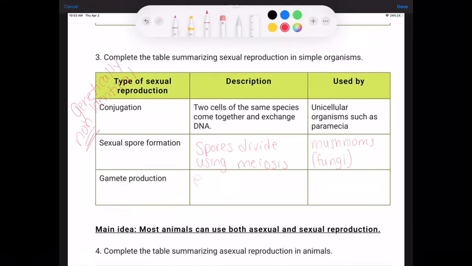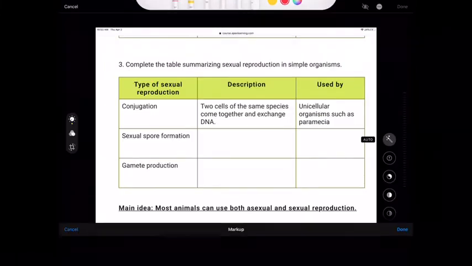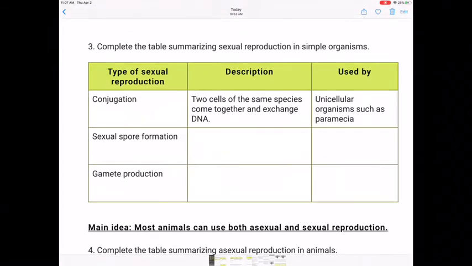Gamete production, this is eggs and sperm. And meiosis produces those. Sometimes you'll see this called sex cells. That's another word for gamete. And this happens in multicellular organisms. So you can check your work there. And let's go to the next one.